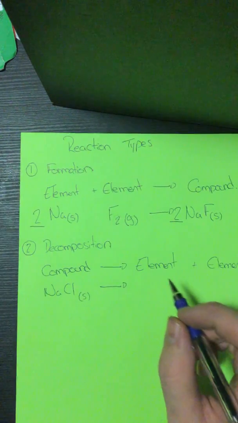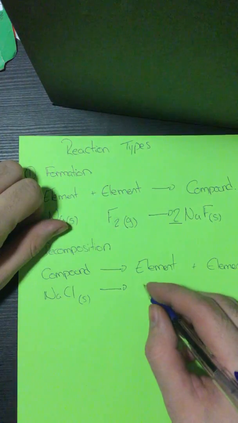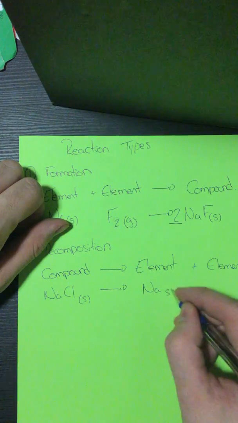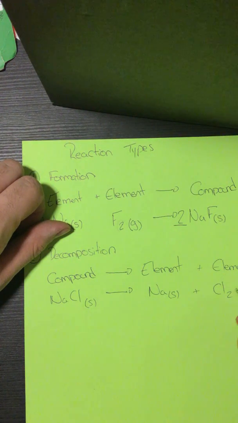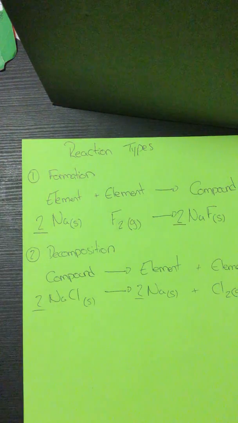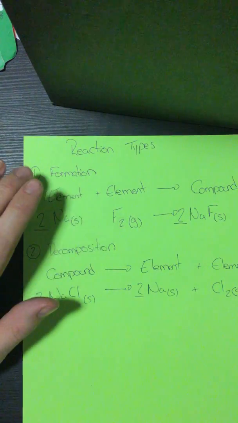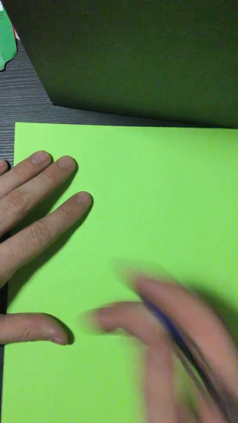So table salt, sodium chloride, which again at room temperature is a solid, it is an ionic, breaks up into its elements, which will be sodium, and at room temperature, chlorine. And balance that one out. And we're good to go. So there's a great start, our formation and decomposition reactions. Our next two that we're going to talk about are going to be single and double replacements.